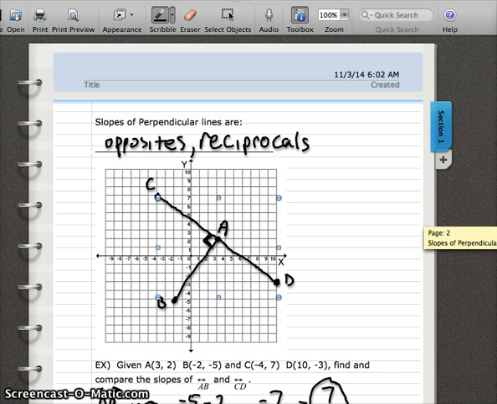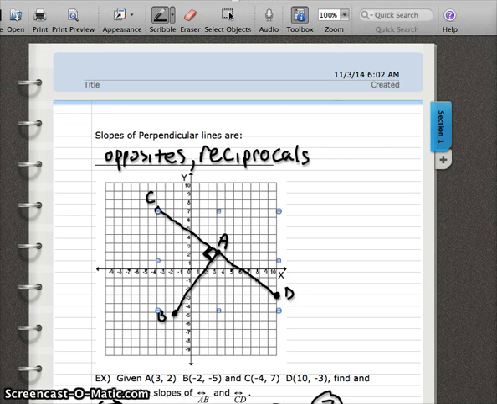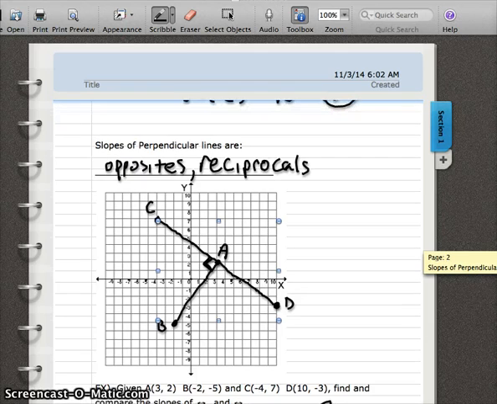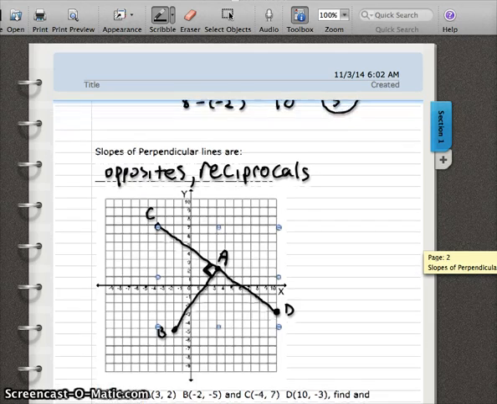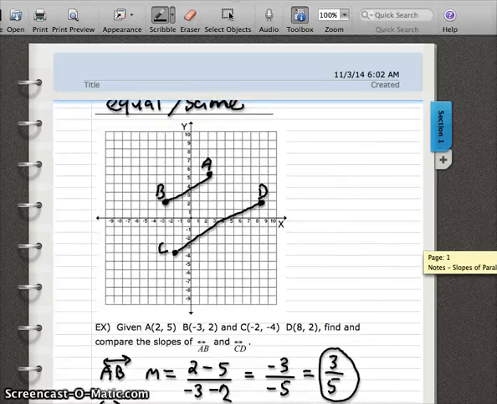All right, so in the next few lessons we'll talk about intersections of lines. They don't have to intersect in a perpendicular way. We could have lines that cross in any way. But for today, slopes of parallel lines, slopes of perpendicular lines. Hopefully you can tell the difference.